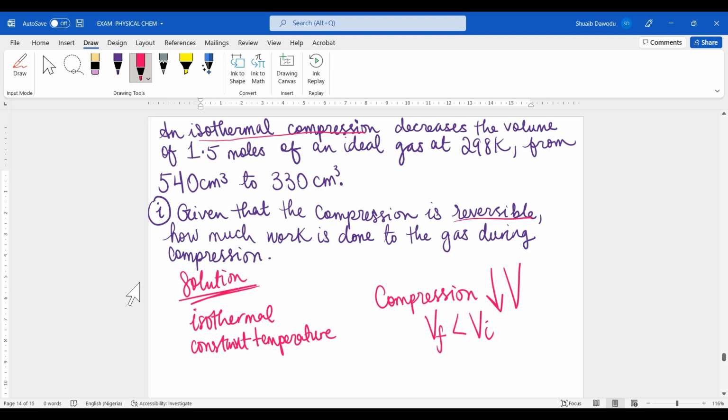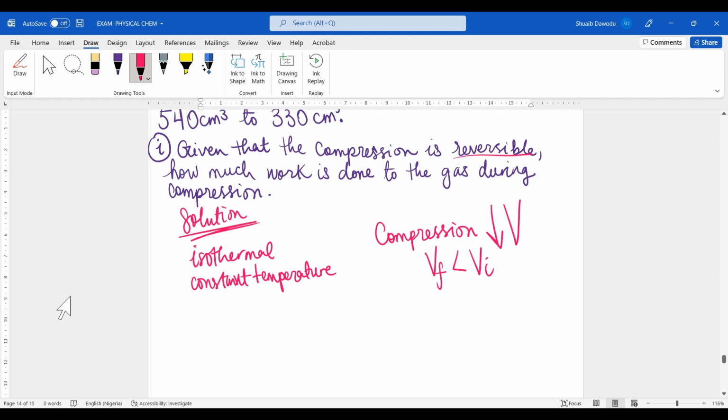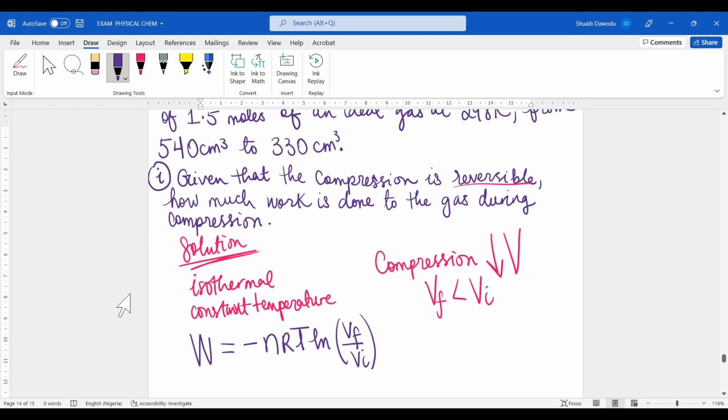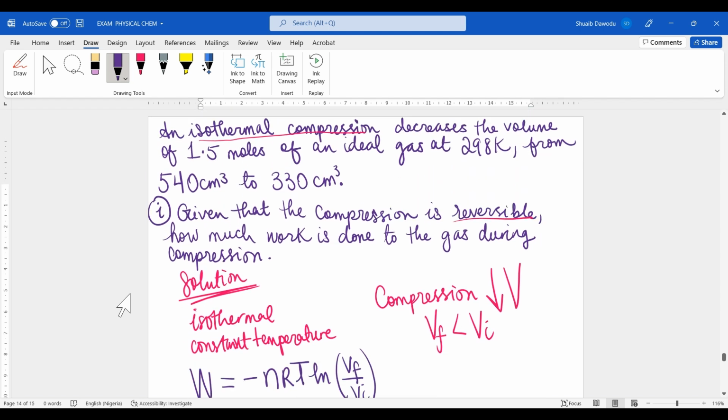When you're dealing with an isothermal reversible compression question, then you know that you're going to be using this formula when you're asked to do the calculation for the work done. So, work done is going to be negative nRT ln V final divided by V initial. So this is the formula we need to solve this question. So when we have that, we can compare that to the question and actually write out the parameters.